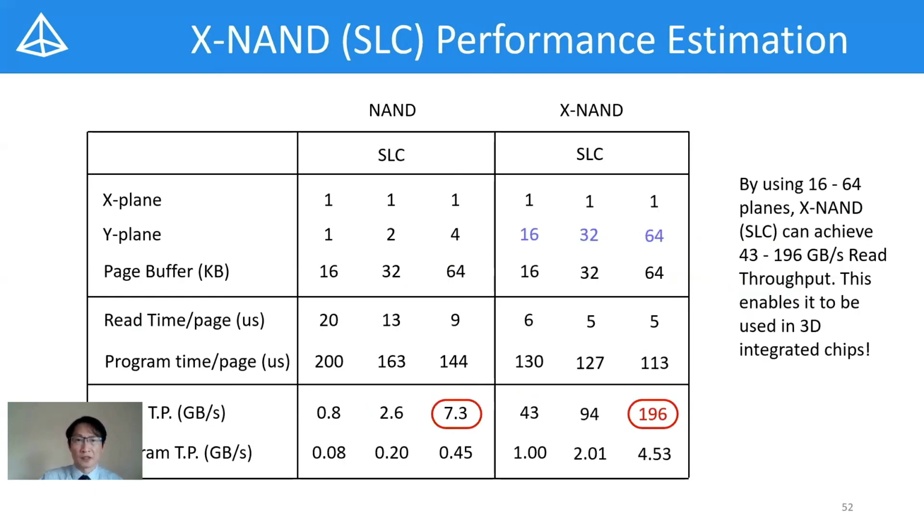This slide shows the performance estimation for SLC XNAND for 16 to 64 planes. By using 64 planes, XNAND can achieve astonishing read throughput of almost 200 GB per second. This, of course, oversaturates the I/O bandwidth. But it opens the door for XNAND to the future high bandwidth applications, such as 3D chip integration.